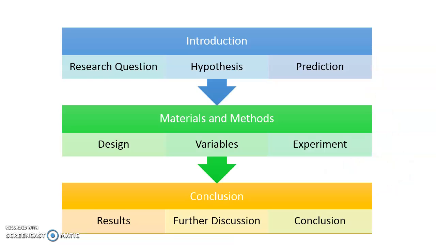So just as a recap, the introduction would include the research question, hypothesis, and prediction. The materials and method is the design of the experiment, the variables, and the experiment itself. The conclusion is the results, further discussion, and conclusion. This is the scientific method, and most scientific experiments will follow this method more or less. It helps us to keep our experiments reliable and precise.